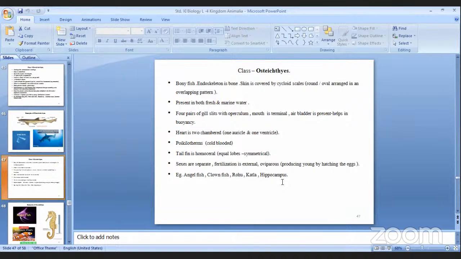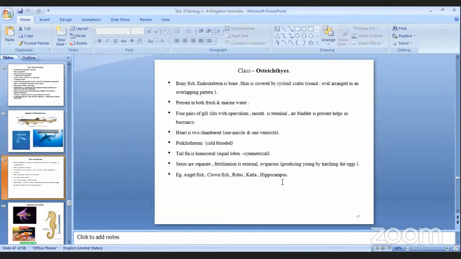Then they have 4 pairs of gill slits with operculum. Mouth is terminal. Air bladder is present, which helps in buoyancy. Heart is 2-chambered, 1 auricle and 1 ventricle. Poikilotherms, that means cold-blooded. Tail fin is homocercal, that means equal lobes are there, and hence it is known as symmetrical tail fin, right? Sexes are separate. Fertilization is external. It is oviparous, that means producing young by hatching the eggs, right?